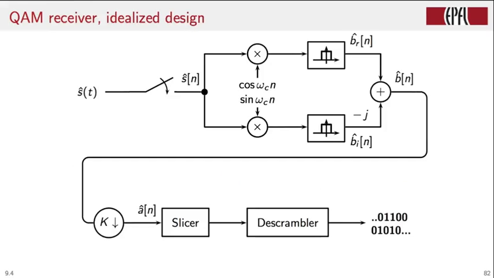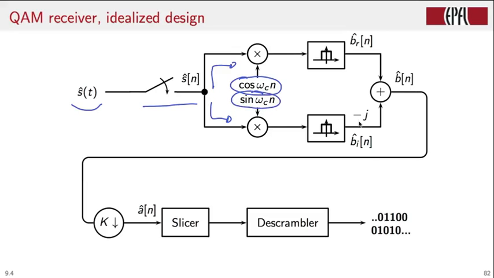The receiver will receive the analog signal over the channel, will sample it at the proper sampling rate, and then demodulate it. So the signal is split into 2 parts that are identical. The first copy will be multiplied by cosine of omega c n, and the second copy will be multiplied by sine of omega c n.